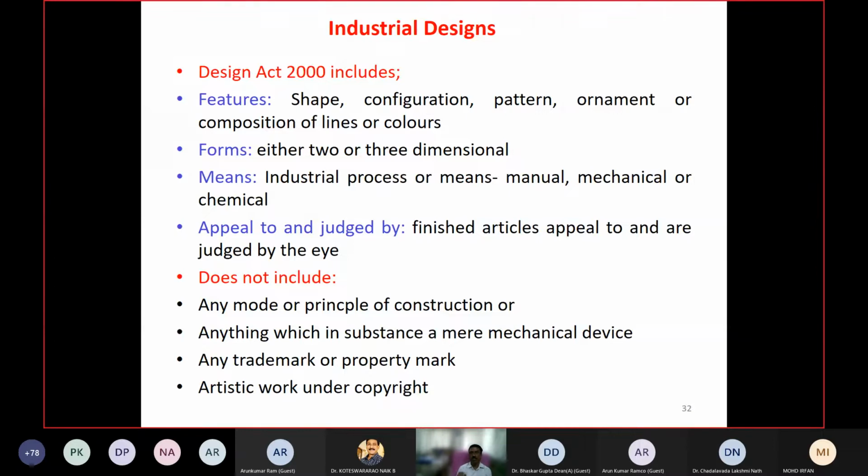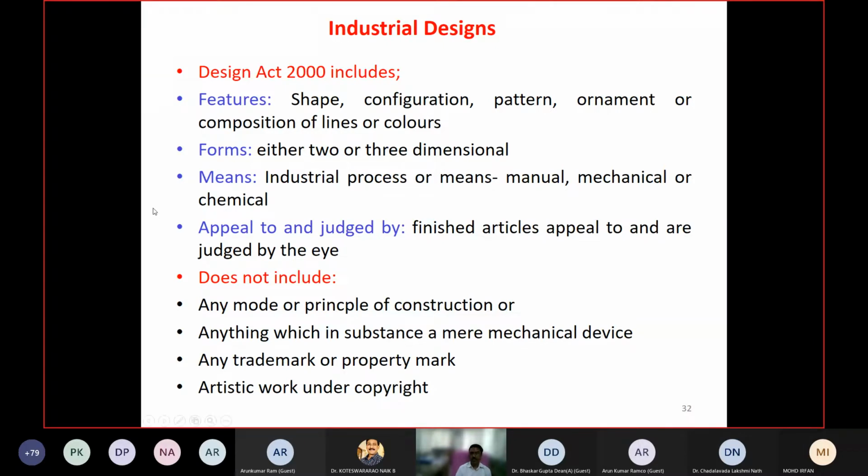So what are the industrial design features protected under Section 2(d) of the Designs Act 2000? The shape of the design, the configuration of the design, the pattern of the design, and the ornamentation of the design. A design also consists of various lines, sometimes colors also. That is also part of the design which has been applied on a product or an item. So that is also protected.